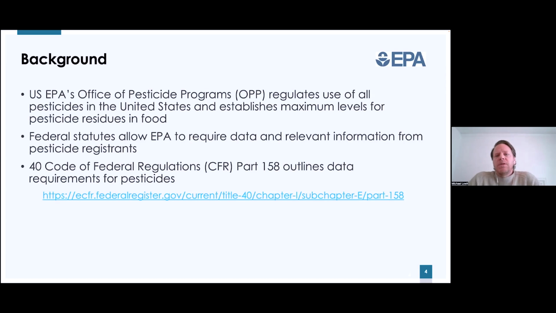So what does OPP do and why are we concerned with animal testing? OPP is charged with regulating use of all pesticides in the United States. The standard approach is to base ecological risk assessments on toxicity data primarily derived from whole animal studies, which are required in the Code of Federal Regulations, or the 40 CFR Part 158, for the registration of conventional pesticides.